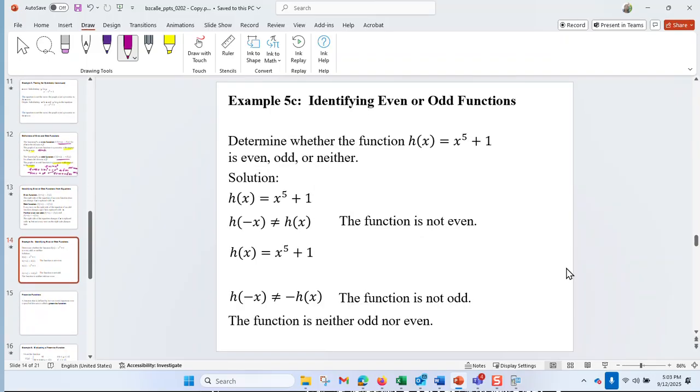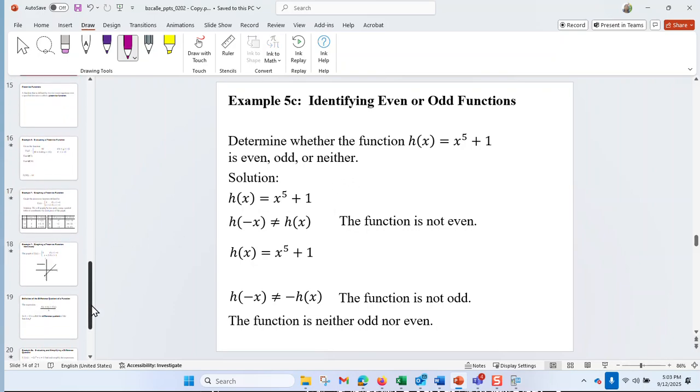Alright, so let's see, is this an even, odd, or neither function? First, if we want it to be an even function, we have to prove f of negative x equals f of x. In order to prove an odd function, we have to know the definition. These two should be equal. So now we can go prove them. We find h of negative x. This is going to be negative x to the 5 power plus 1, and the negative to the odd power is still negative.